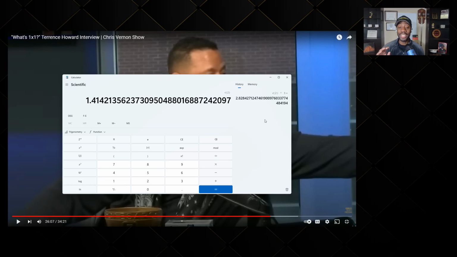This is the same type of math that your investors will do, and you won't even know it. This is blatant right here, right? But your investors would do the same exact thing.